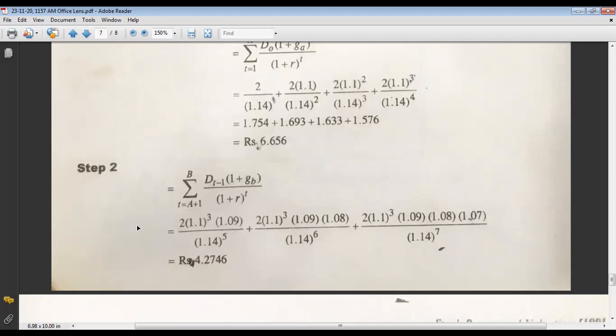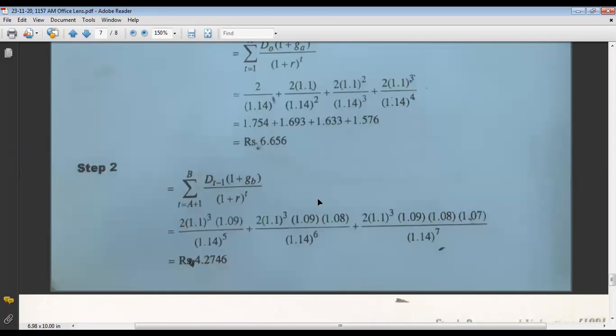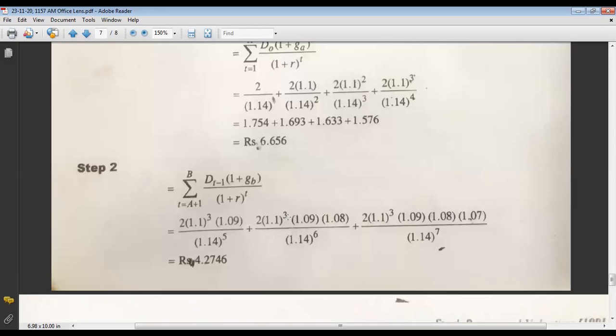Sir, can you explain as to what are the values here, sir? Such as for value for D, T minus 1, for 1 plus GB, sir. It's a little confusing here. When did your fourth stage get over? When did your first stage get over? In how many years did your first stage get over? So 4 years.